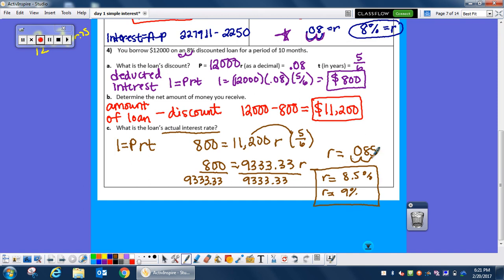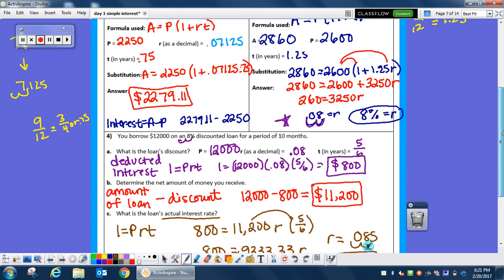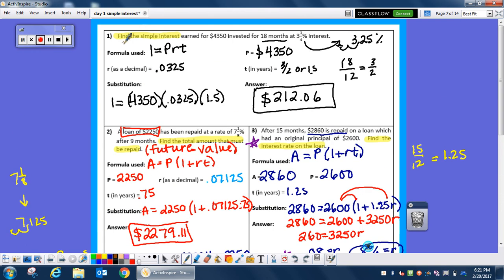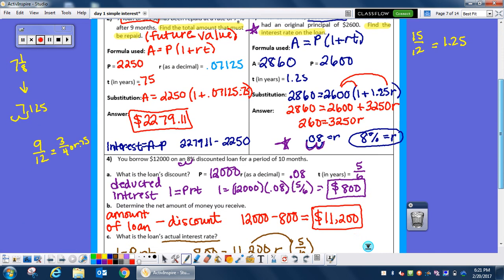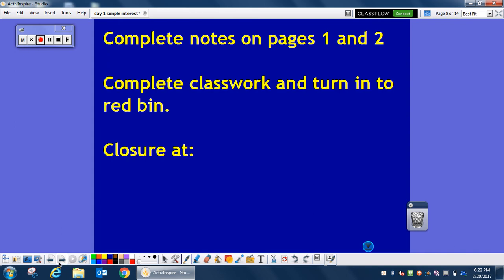Okay? So I have gone over 4 different examples that you will see. Some keys to point out is making sure you highlight what you're trying to find. It might be a good idea to write the initial formula down and to make sure you substitute in correctly. So what you need to do is, hopefully you've completed the notes on pages 1 and 2. There's a classwork, and then we are going to have closure, and I'll put the time up once we get closer.